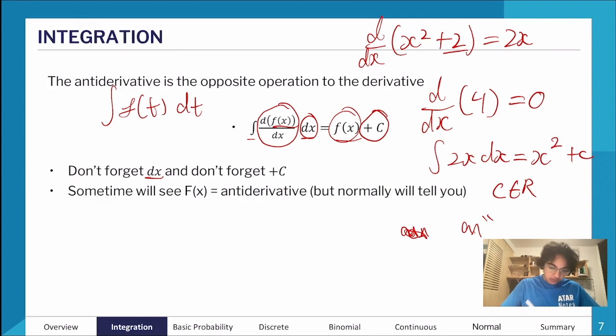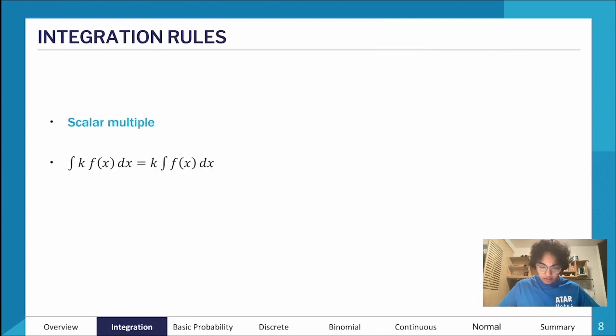In some questions, you'll see that the antiderivative is represented by a capital F of x, and that generally refers to the original function, the function that's being anti-derived. Usually the question will just tell you, because they don't want to confuse you with random stuff like that. Cool. Let's go through some integration rules, and then maybe we'll have a crack at a practice question.